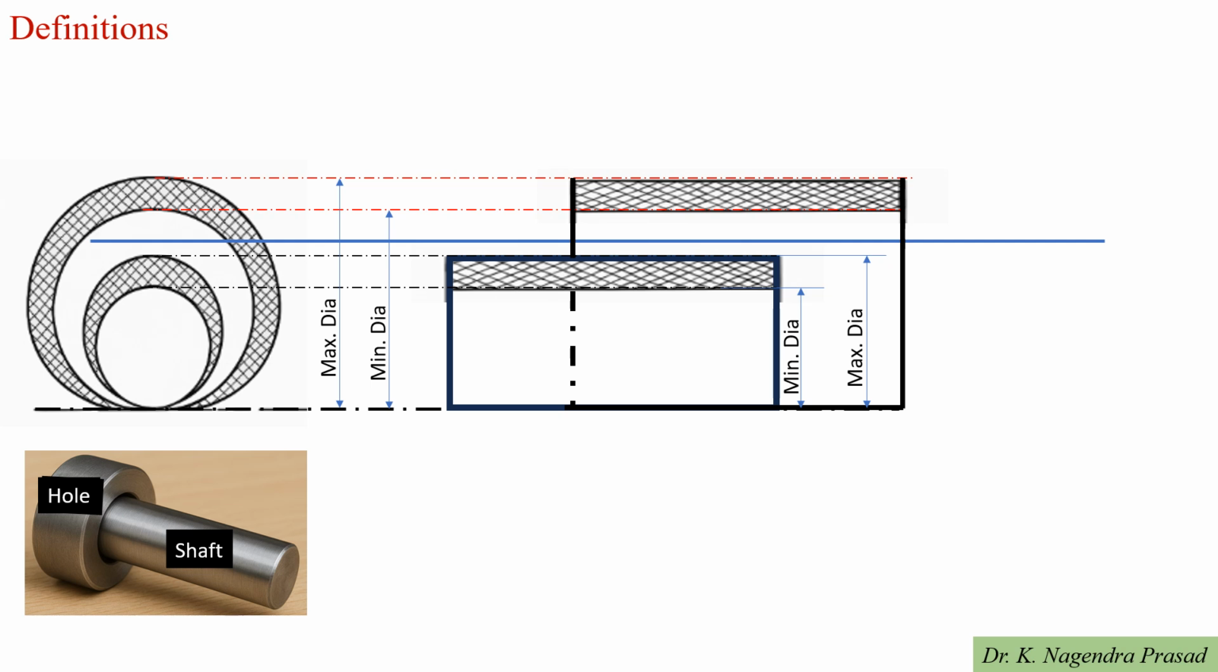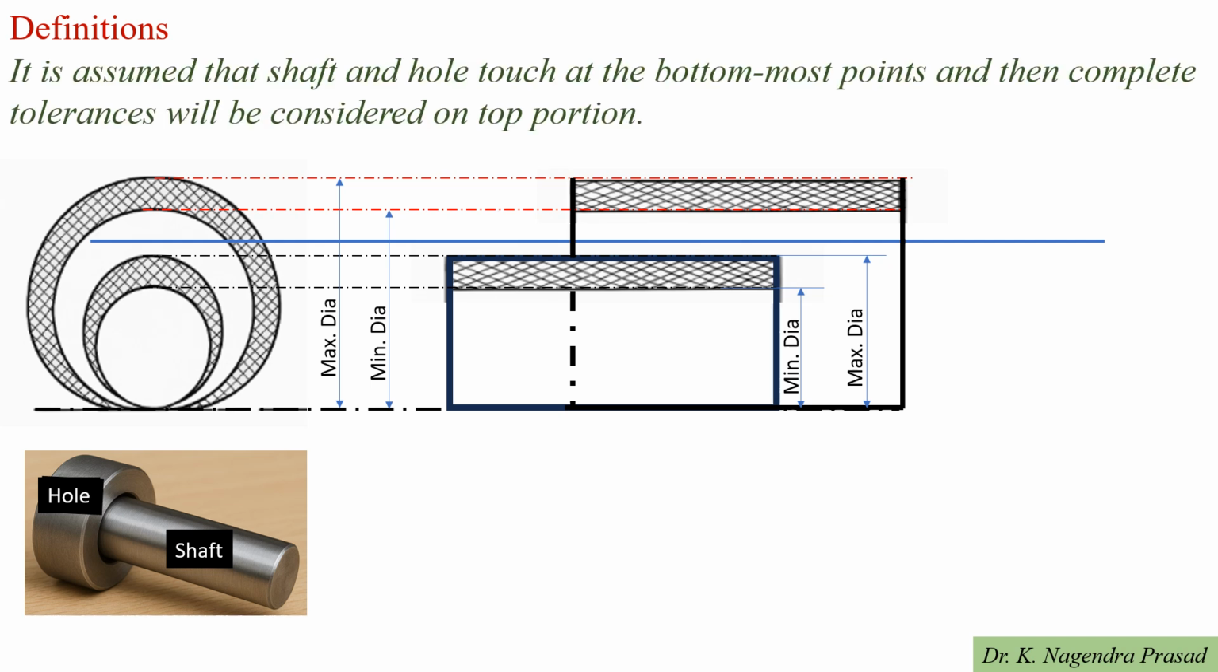In the present video, we will discuss the definitions in limits, fits and tolerances. Let us assume that the shaft and hole touch at the bottommost points, and the complete tolerances will be considered on the top portion. So in the picture, it is observed that this is the shaft and this is the hole. Here it is assumed that the shaft and hole touch at the bottommost portions and the complete tolerances will be considered on the top portion of the hole and shaft.